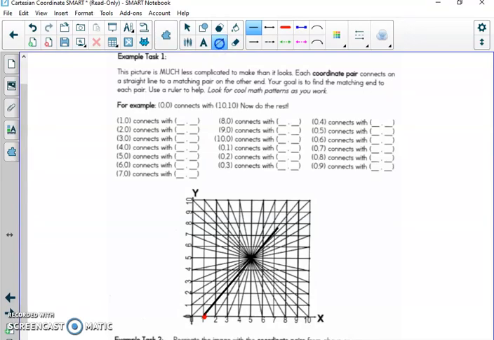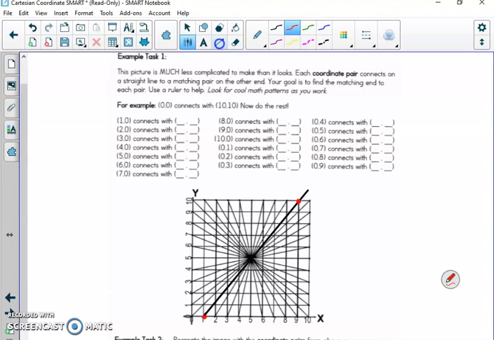I don't have a ruler, so I'm going to use this function on my smartboard, which allows me to draw a straight line. Now you'll see that if I move it to one of these other points, it doesn't actually go through the center. So I need to find where it actually goes through the center, and I can see that it goes through the center here. The point that it connects to is right here.